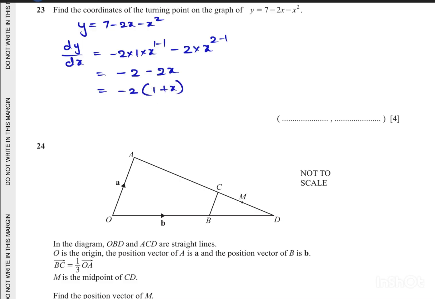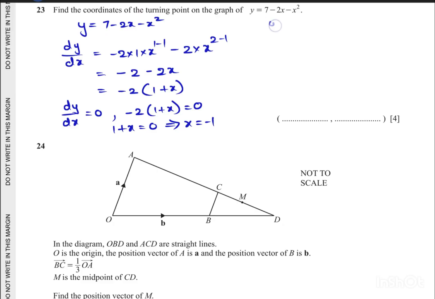So when you want to find the value of x, dy by dx needs to be 0. So for that, if I take minus 2 into 1 plus x as 0, minus 2 cannot be 0, so 1 plus x is 0. This gives you x as minus 1.